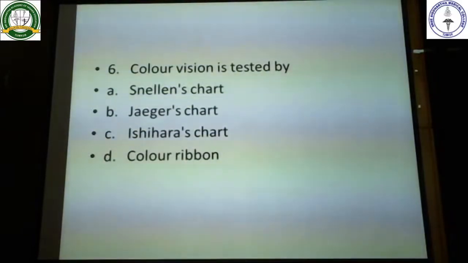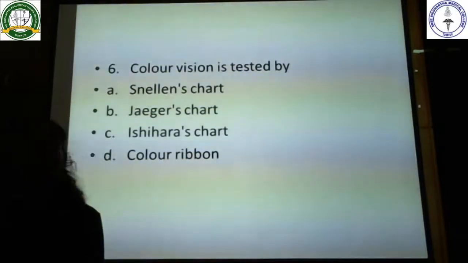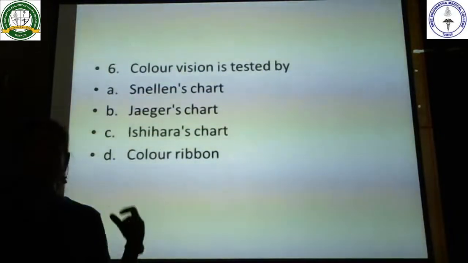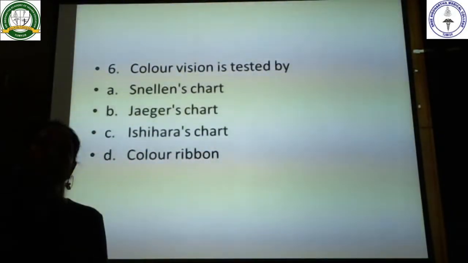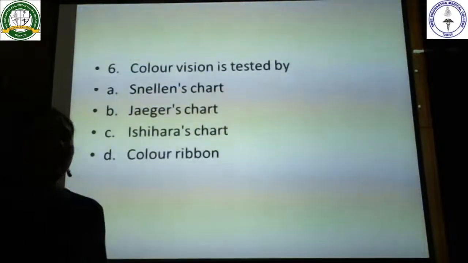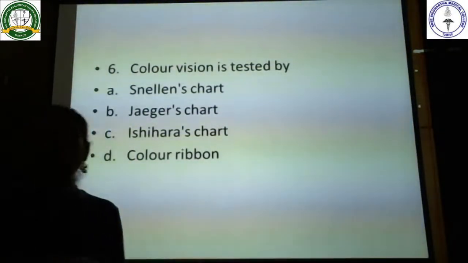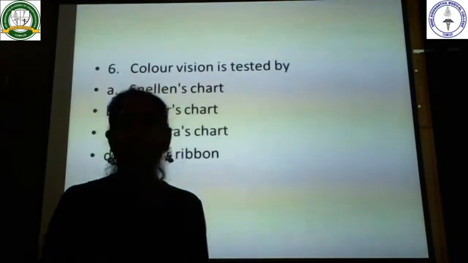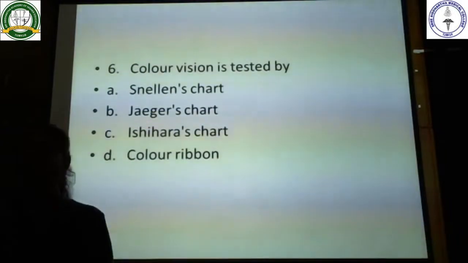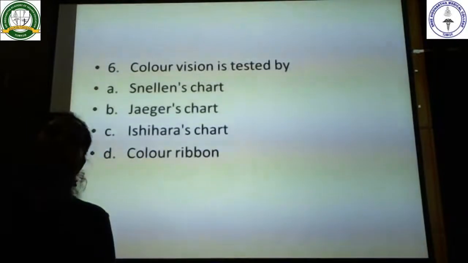Color vision is again very important. Especially it is used in the case of drivers, pilots, and station masters at the station. Color vision is that important, and of course everybody is almost tested. Color vision is tested by Ishihara's chart. We have told you all this in the theory part. In Ishihara's chart, you have different colors, and he is supposed to identify the different colors.